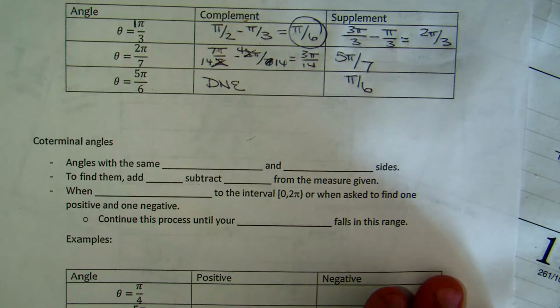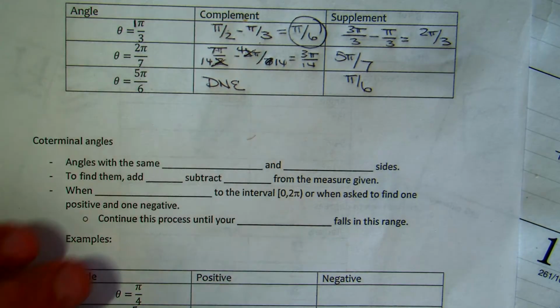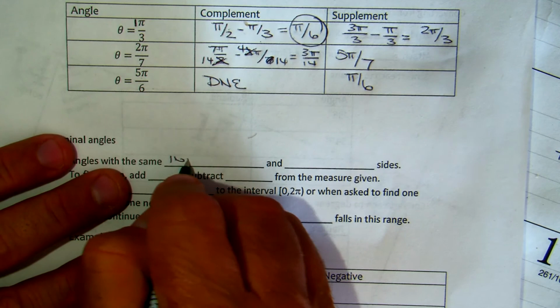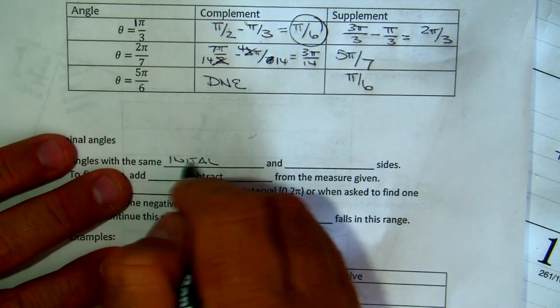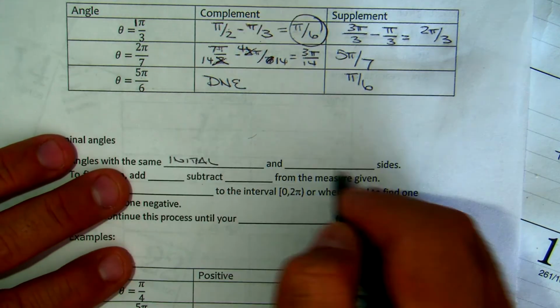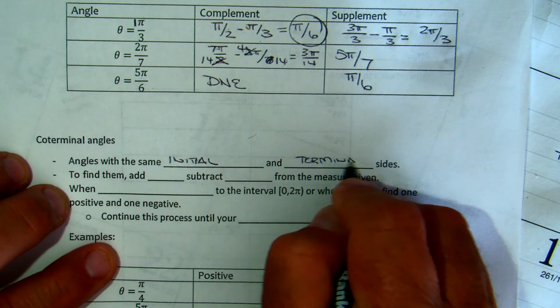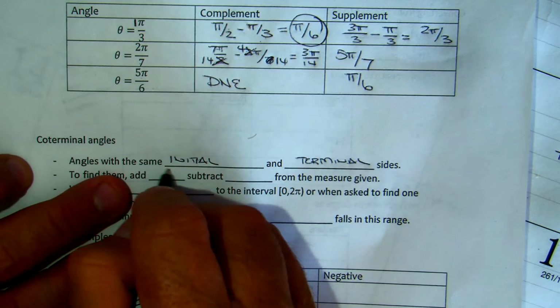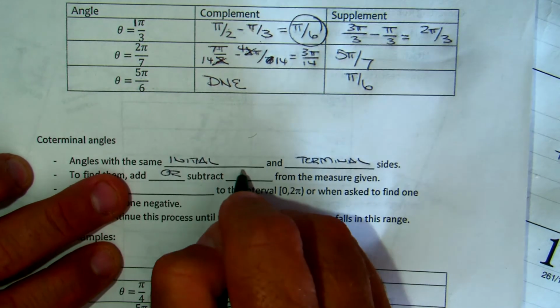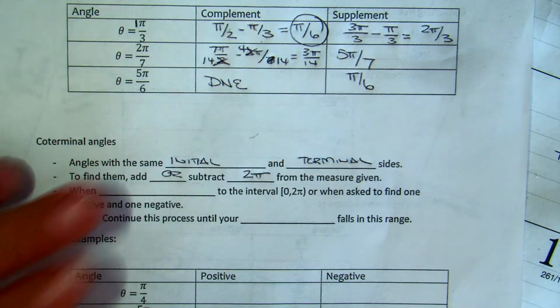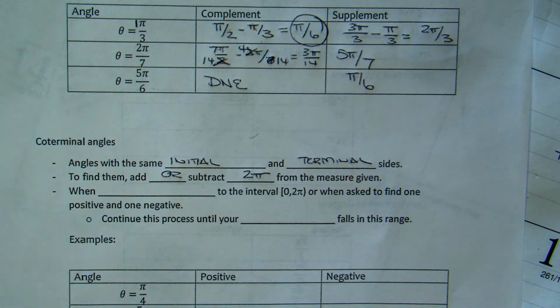All right, so the second type of angle relationship is coterminal angles: angles with the same initial and terminal sides. To find them, we can either add or subtract 2 pi from the measure given, depending upon what they ask for.